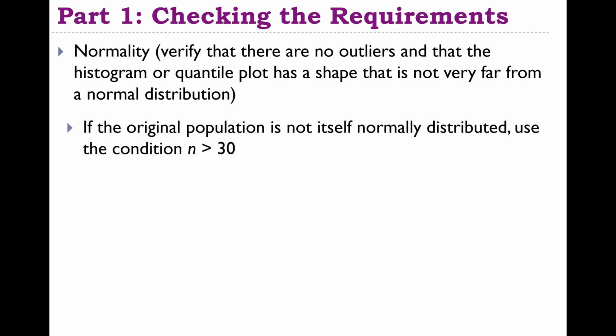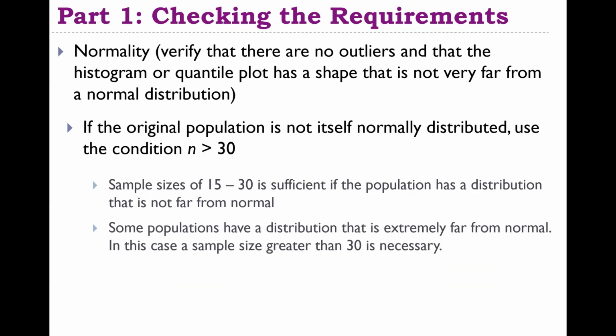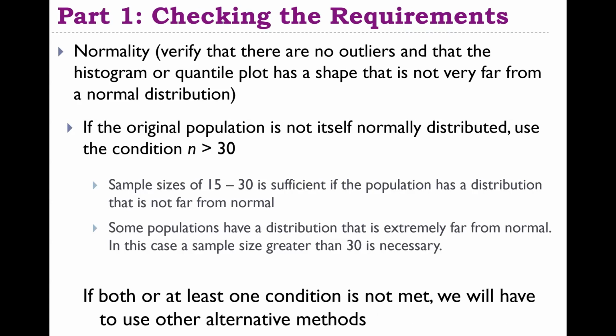The second requirement is that the sample size n needs to be more than 30 if the original population is not itself normally distributed. We can use a sample size of 15 or 30 if the population has a distribution that is approximately normal, but some populations have a distribution that is very far from normal. In this case, a sample size greater than 30 is necessary. If both or at least one condition is not met, we'll have to use other alternative methods.